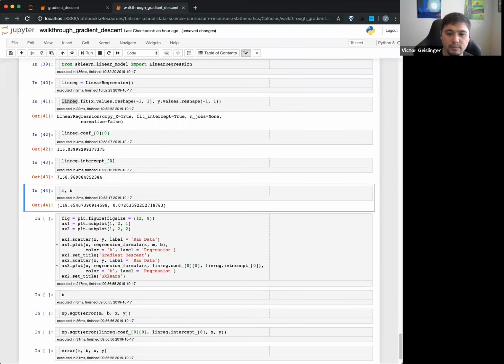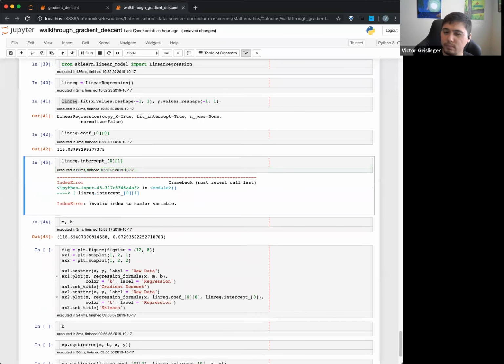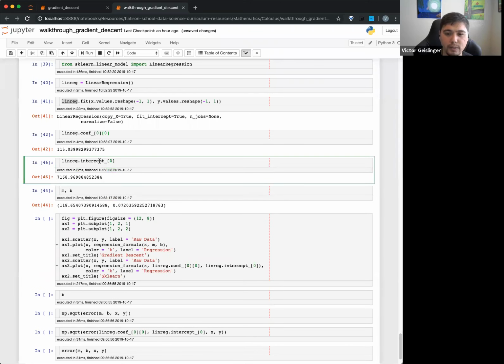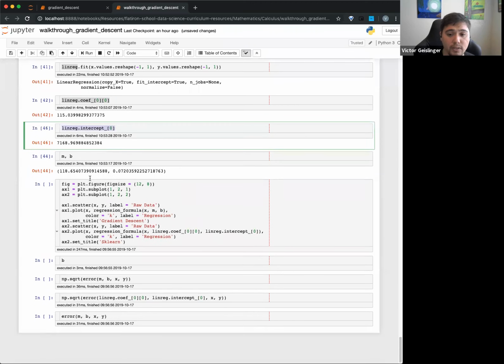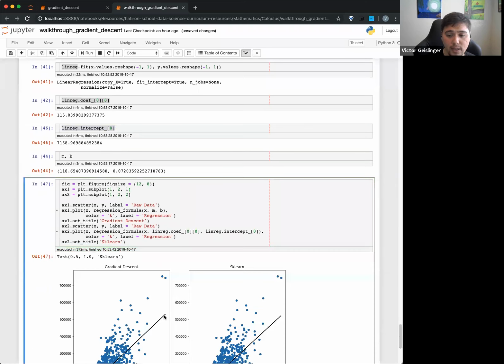I'm trying to think real quick. Oh, this should be 1. I believe so. No, sorry, I'm thinking in my head a little bit about which one's the y-intercept. Oh no, okay, I'm sorry. Coefficient, this is the slope, and this should be the y-intercept here.